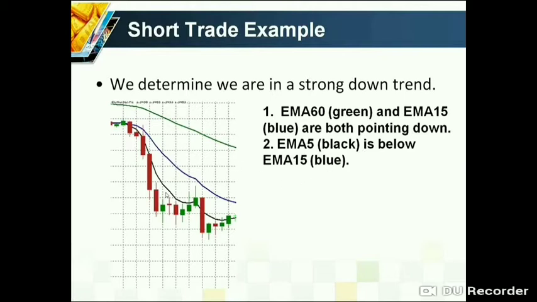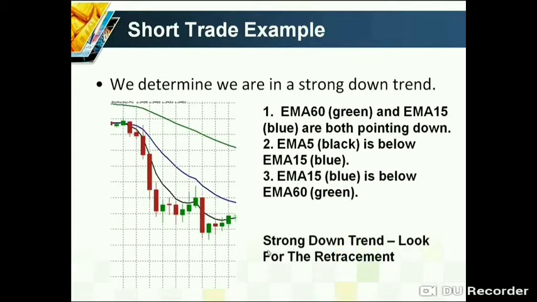So looking here, the EMA 5 in this case is below the EMA 15. And finally, the EMA 15, the blue line, is below the EMA 60. And once those 3 criteria are met, we have established that we are in a strong downtrend.